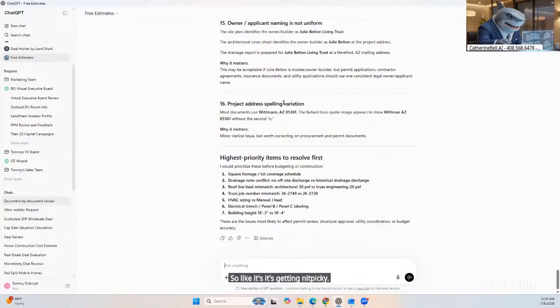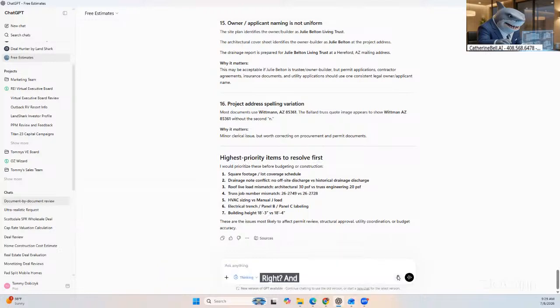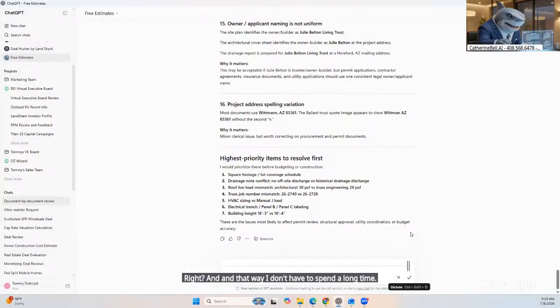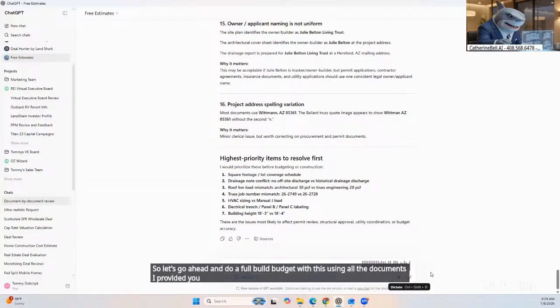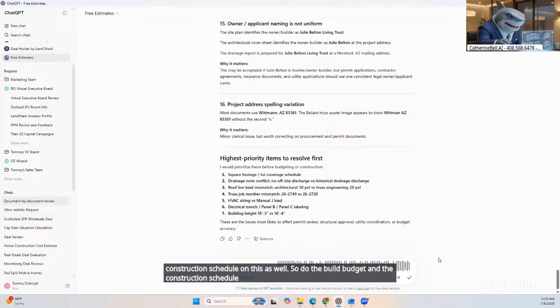So this is important for builders, because again, I wanted to have that information now, and that way I don't have to spend a long time. So let's go ahead and do a full build budget with this, using all the documents I provided you and the zip code of the area. Let's go ahead and do a full construction schedule on this as well. So do the build budget and the construction schedule inside of an Excel spreadsheet. Make sure to include all 200 line items as normal.